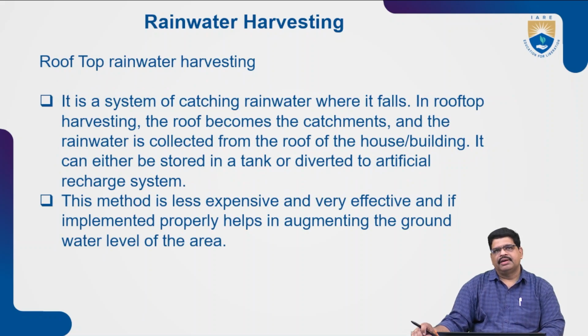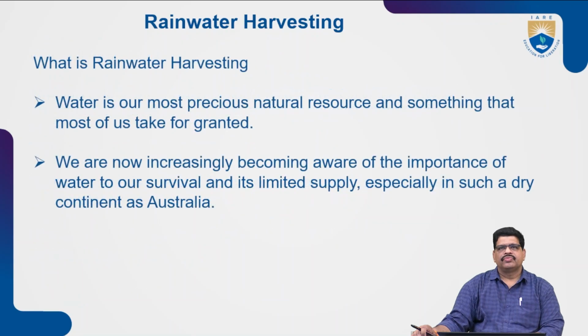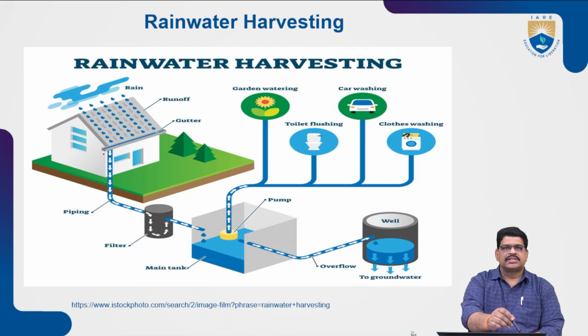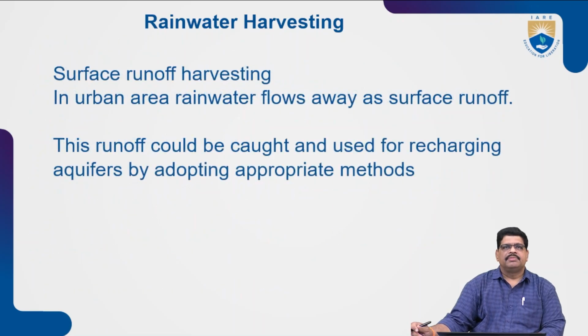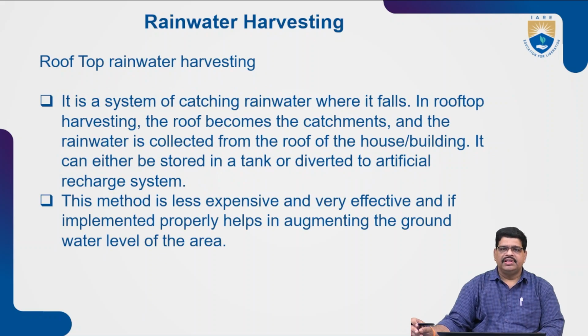In rooftop harvesting, what happens? It is a system of catching the water that falls from above, as shown previously in the diagram. Let us see that one. The water that comes from above is collected, and through the pipeline the rainwater flows from the top to the bottom. That is the process of collecting rainwater from the rooftop. The waste water goes to the drainage, each droplet is collected and stored, and it can be utilized for reuse. And for the collected runoff, storage or diversion to an artificial recharge system can be applied.